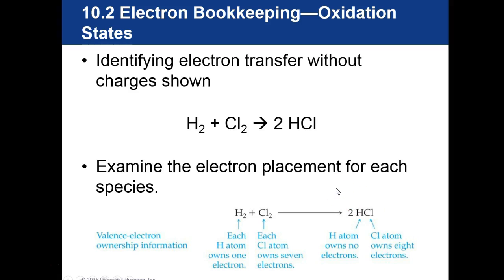So we can identify electron transfer without charges shown. Here we've got H2 plus Cl2 gives us 2 HCl, which is hydrochloric acid. Examine the electron placement for each species. H2 plus Cl2 gives 2 HCl. We can see that each hydrogen atom owns 1 electron, and each chlorine atom owns 7 electrons. You know this from the periodic table. This gives us 2 HCl, where the H atom owns no electrons, and the chlorine atom now owns 8.